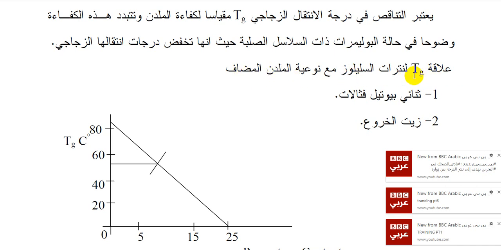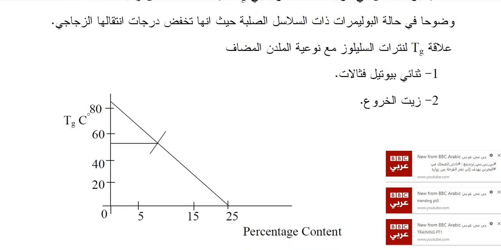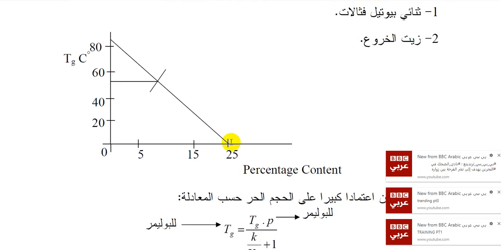The relationship between Tg of cellulose nitrate, the glass transition temperature, and the type of plasticizer added is explained by the following graphical figure. Tg and the percentage content. Tg is plotted on the vertical axis, the y-axis, and the percentage content is plotted on the x-axis, as you can see in front of you, with values ranging from 0 to 25, and Tg ranging from 0 to 80, 0 to 40.